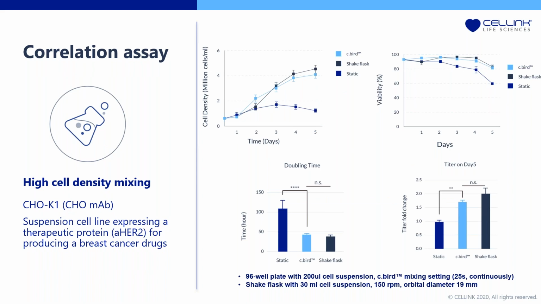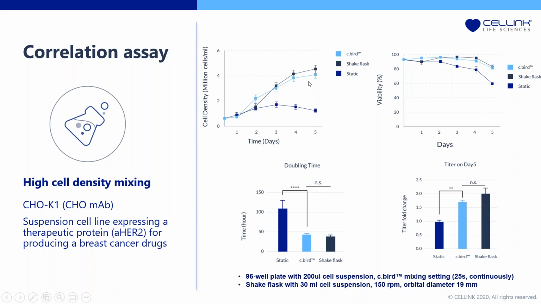We also did a correlation assay to see how well SIBR compares to a shaker condition. We compared SIBR and the steady culture, and also a 125 milliliter shaking flask with 30 milliliter cell suspension, under the condition of 150 RPM shaking with an orbital diameter of 90 millimeters. We measured the cell density every day for 5 days.